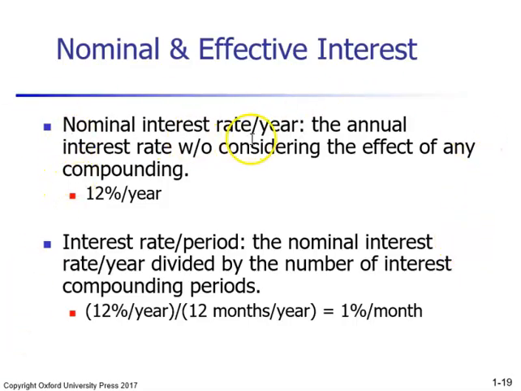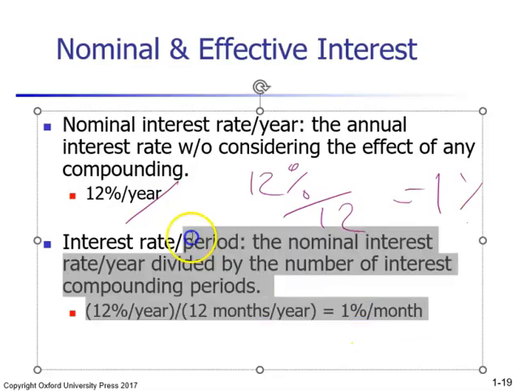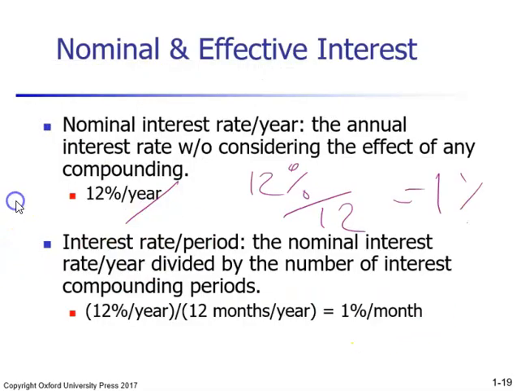And the nominal interest rate per year, the annual interest rate without considering the effect of any compounding, is 12% per year. So what is it per month? If they pay the interest monthly, it would be 12% over 12, so equal to 1%. And please don't overcomplicate anything. Make sure you understand everything.